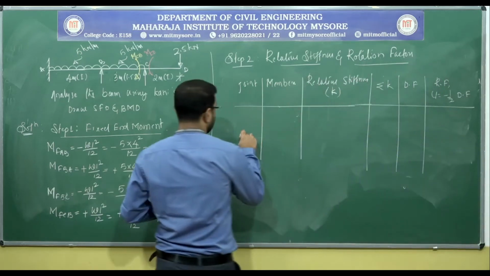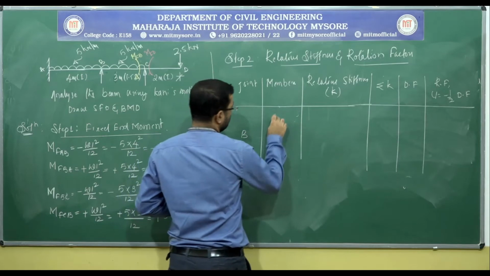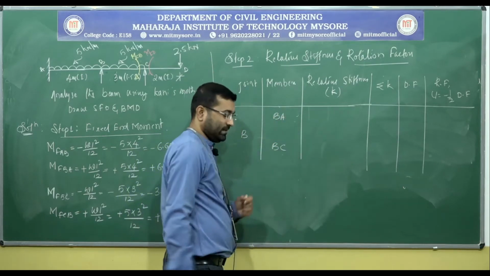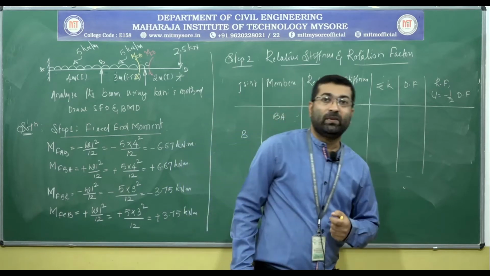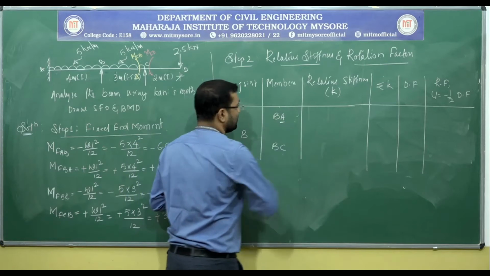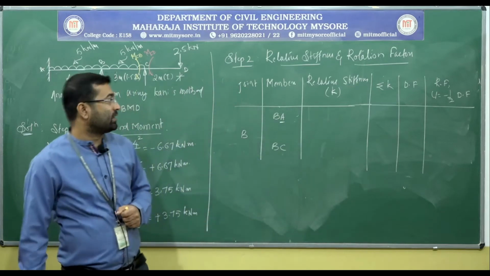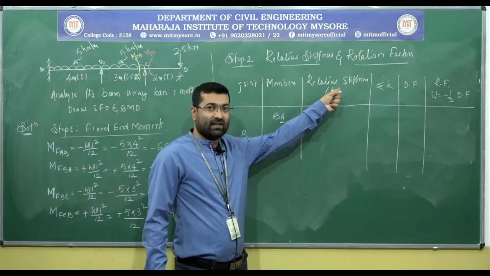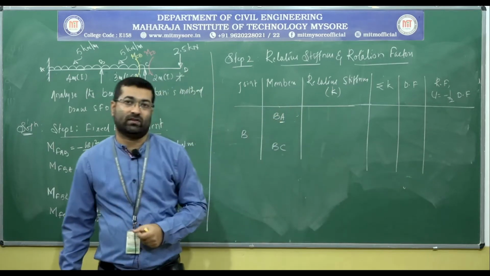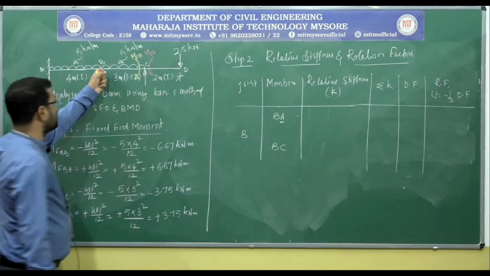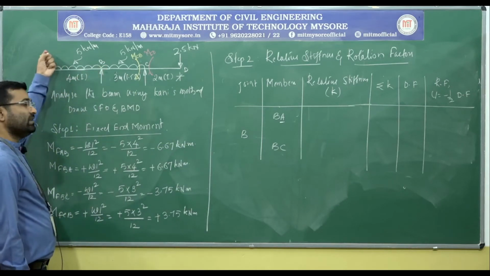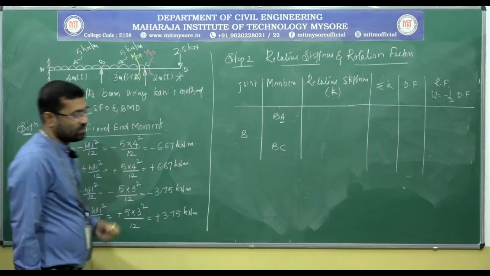So we have only one joint B. For this B joint we have two members, BA and BC. For BA, B is near end and A is far end. So whenever we are calculating the relative stiffness K, we need to observe what is the far end condition. So here with respect to the BA member, B is near end and A is far end. So the far end is fixed in nature.